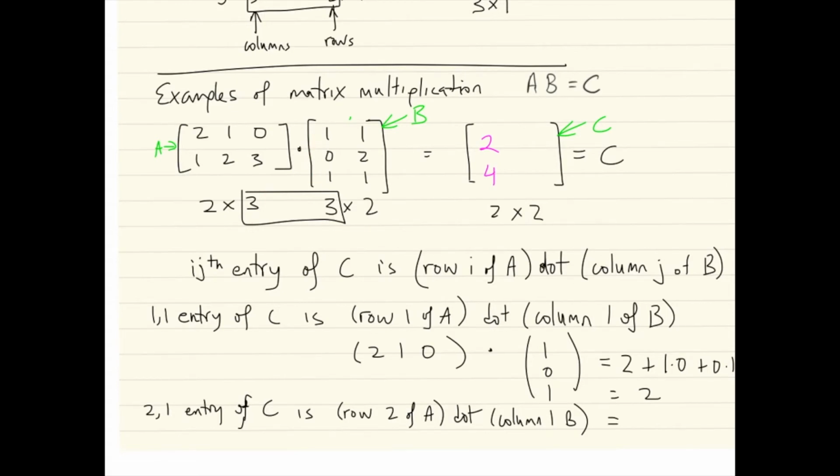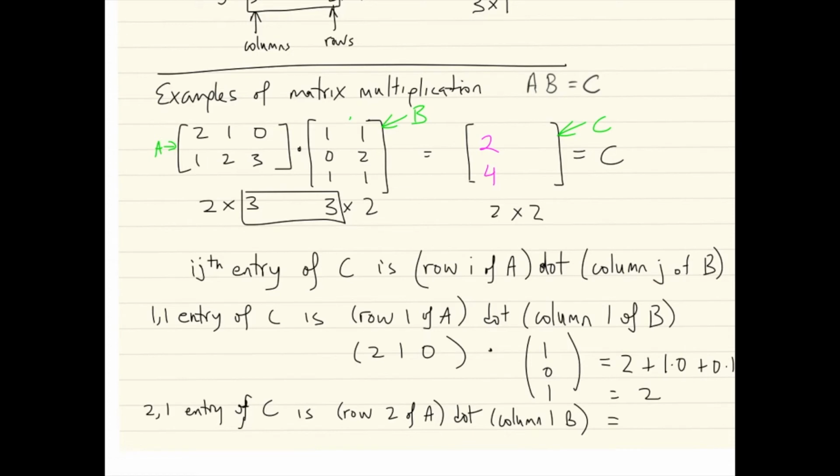And so because the numbers 3 and 3 match up, I'm going to be allowed to define their multiplication. And here's the definition: the i, comma j entry, in other words, row i, column j entry of C, the product, is you take the ith row of A and dot it, in other words, take the dot product, which I'll explain, with column j of B.